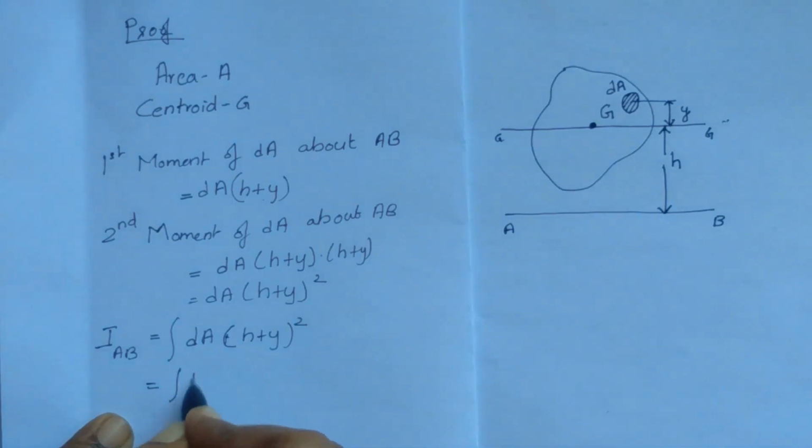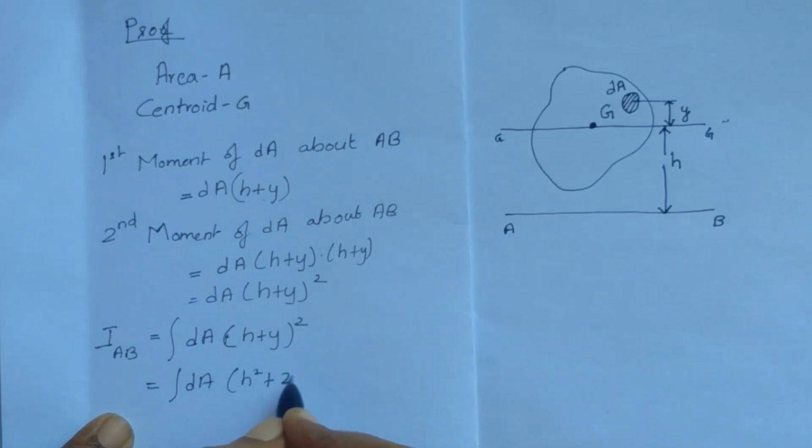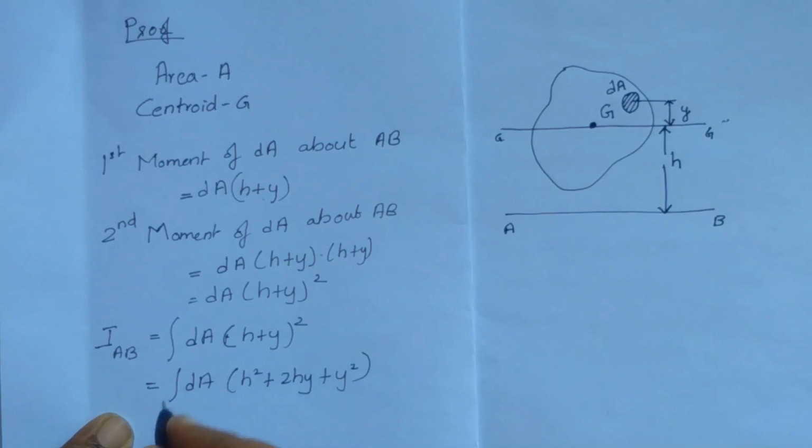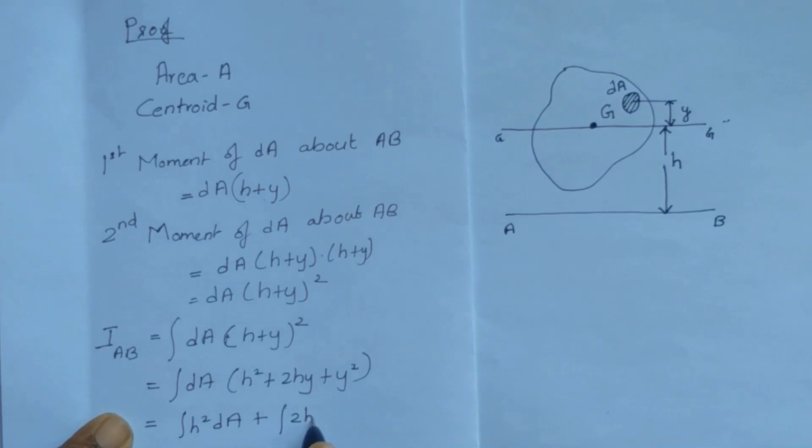That is equal to integral dA into h square plus 2hy plus y square. That is equal to, let us open the bracket. So this will become integral h square dA plus integral 2hy dA plus integral y square dA.